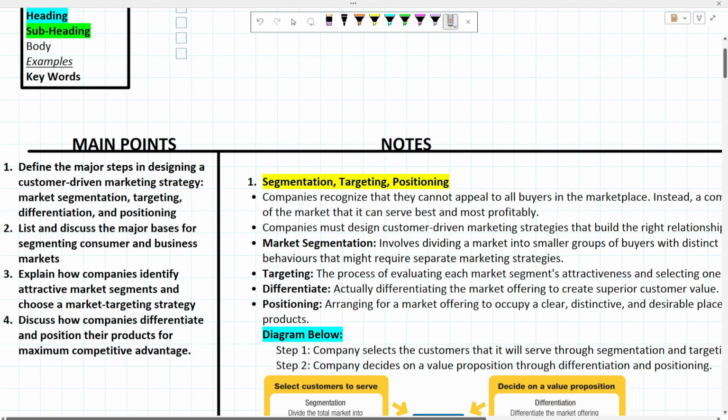So 1, define the major steps in designing a customer-driven marketing strategy. The major steps are market segmentation, targeting, differentiation, and positioning. So that's just defining what all of these mean. 2, list and discuss the major bases for segmenting consumer and business markets. 3, explain how companies identify attractive market segments and choose a market targeting strategy. 4, discuss how companies differentiate and position their products for maximum competitive advantage.